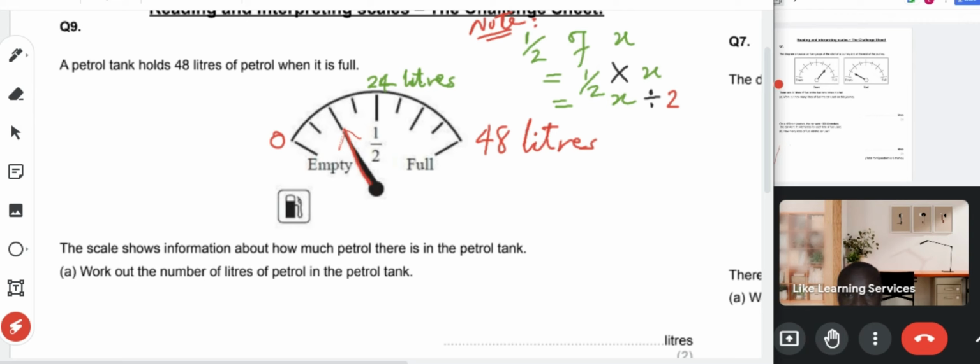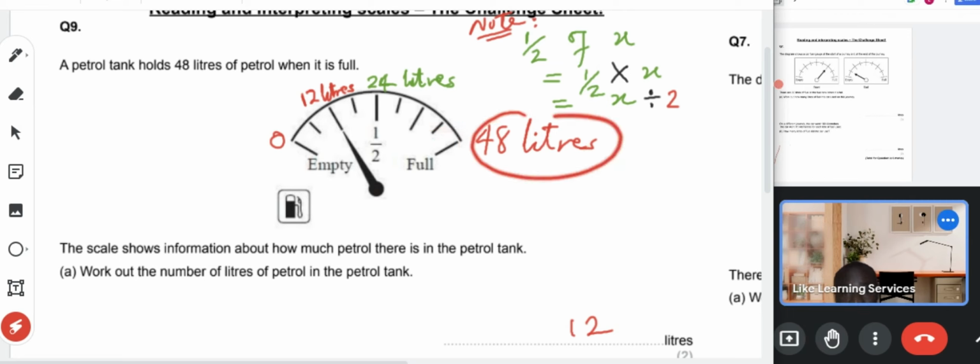Half of it should be 12. So the answer is actually 12 liters. But there's a simpler way you could have done this, without having to go through all this trouble. Let me just tell you.